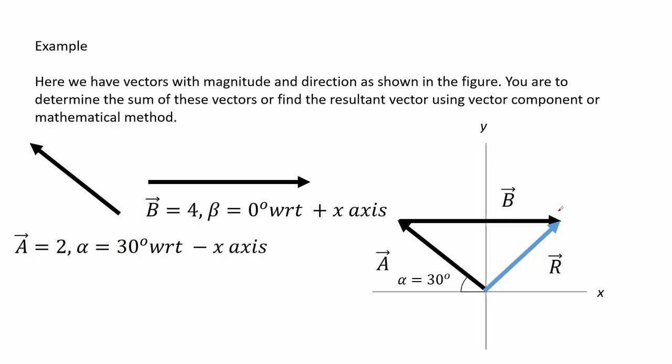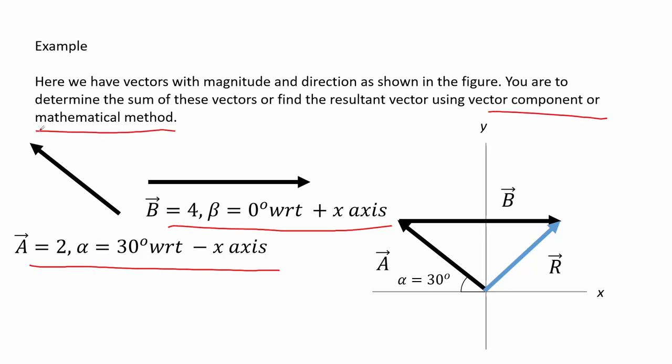Here we have another example. Here we have vectors with magnitude and direction as shown in the figure. You are to determine the sum of these vectors or find the resultant vector using a vector component or mathematical method. Graphically we can show it, but this time we approach it using a mathematical method or the vector component. So, we examine the components of each vector and add them along a similar axis.